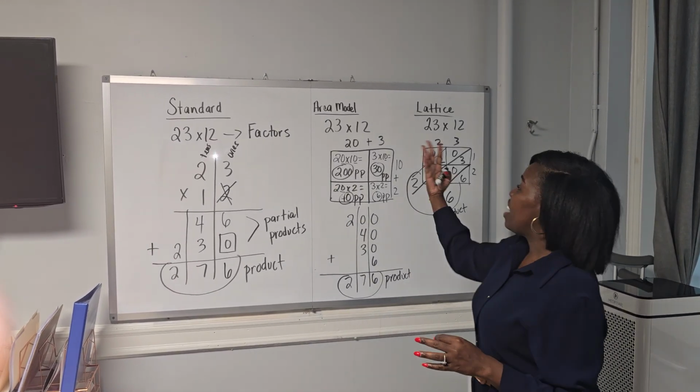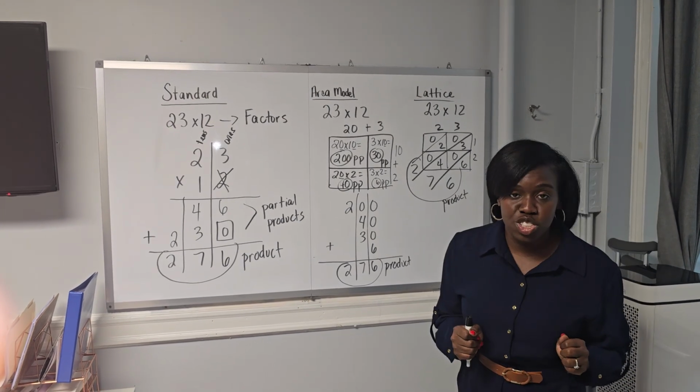You have just learned how to multiply using 3 different strategies. Standard algorithm, area model, and lattice method. Which one is your favorite?